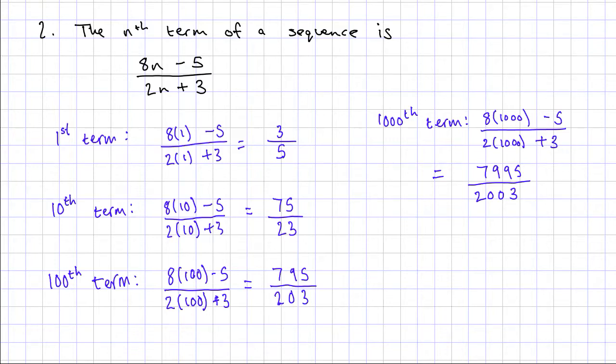So what I will have is, if I was to estimate the value here, I would round this to 8,000, this to 2,000. So 8,000 divided by 2,000 is 4. And the same I can say for, if I was to look at the millionth term. Let's look at the millionth term.